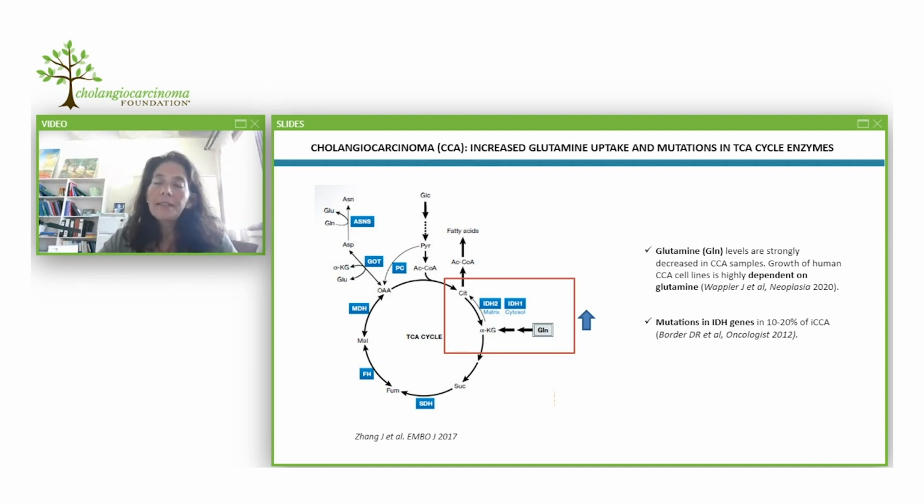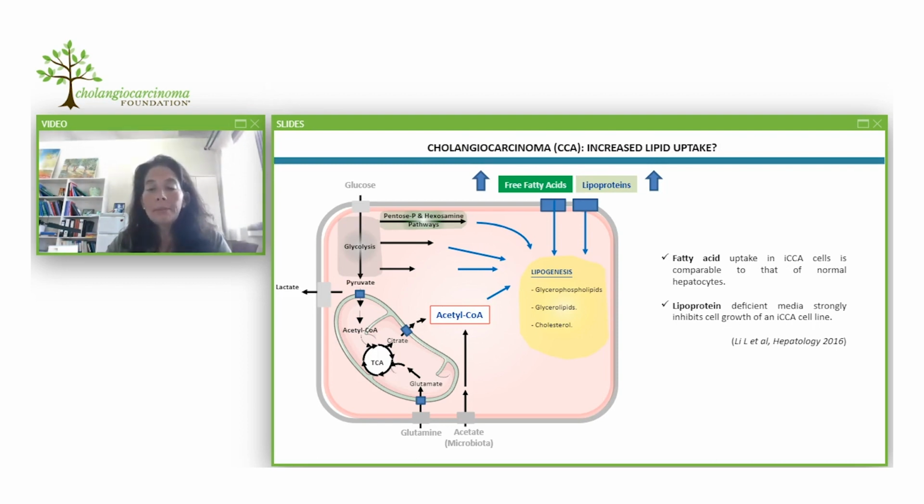The isocitrate dehydrogenase is an enzyme that is involved in the TCA cycle, and there are several genes that present polymorphisms in IDH, and this is the case for some patients with intrahepatic cholangiocarcinoma. The polymorphisms or mutations in this IDH have been linked to the generation of an oncometabolite that will promote the progression of the disease. Less is known about lipid metabolism and cholangiocarcinoma.